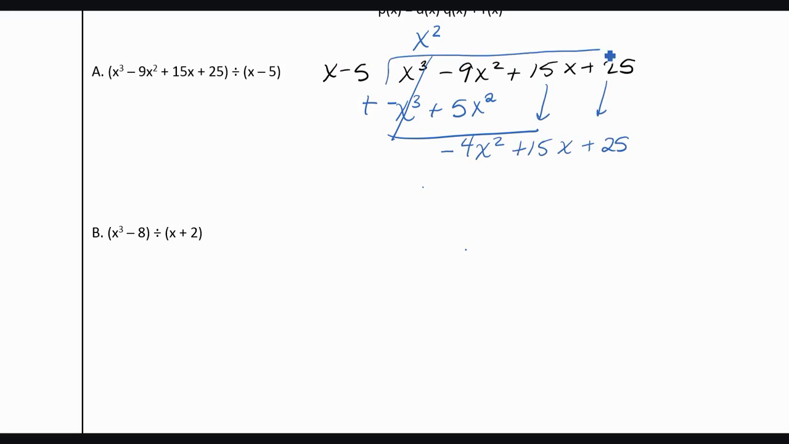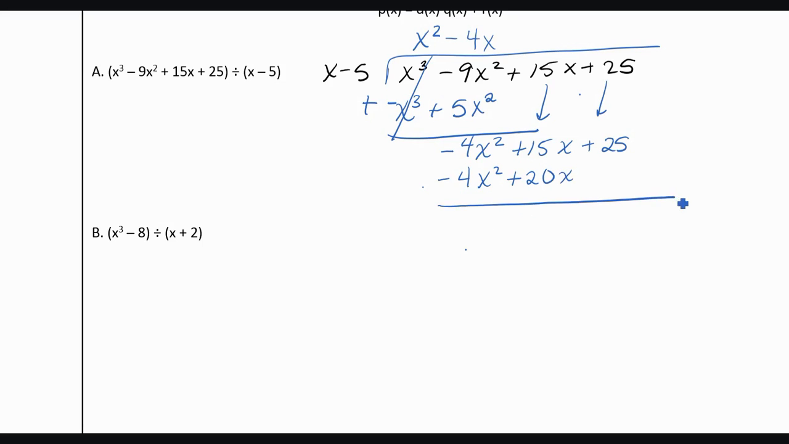Oops, got rid of my divisor board there. We're going to say, okay, what is negative 4x squared divided by x? Well, it would be minus 4x. So now I'll distribute that. Negative 4x times x will give us negative 4x squared. And negative 4x times negative 5 will give us plus 20x.